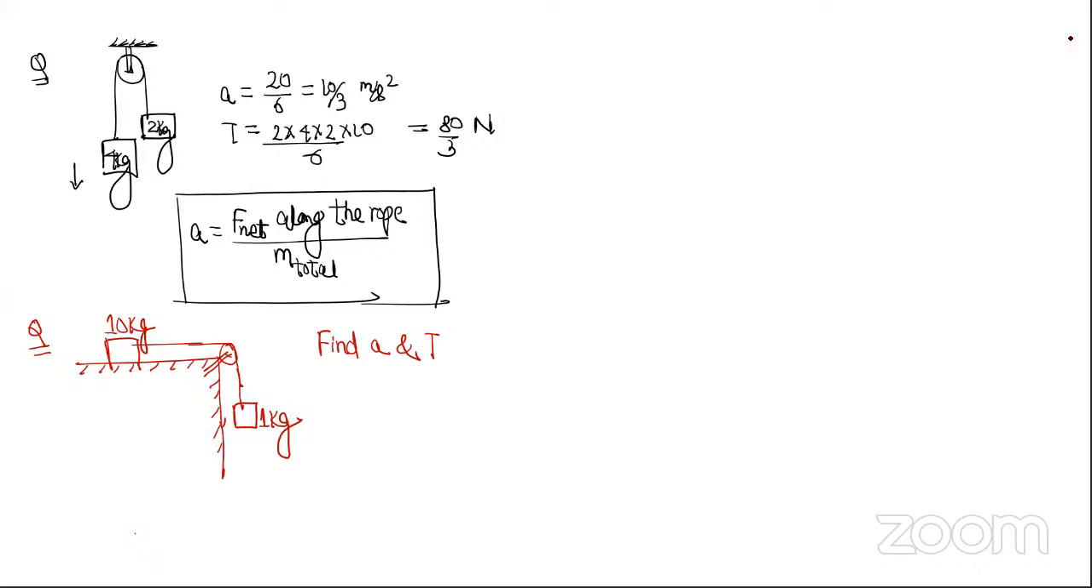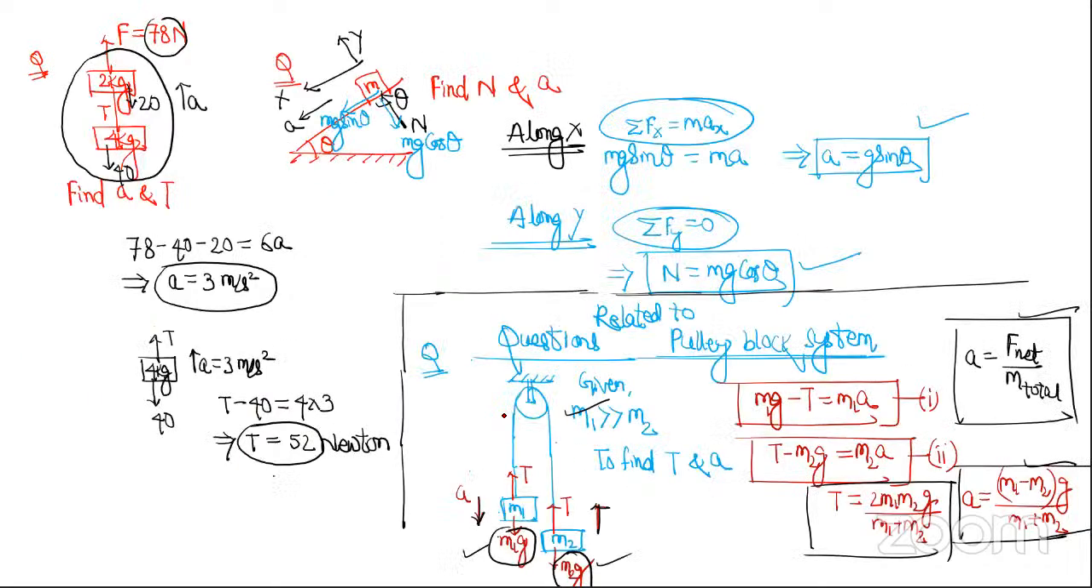I told you that it's not that every time you have to go through the steps. Sometimes there are shortcuts you can directly remember, like this one. What is the acceleration? Acceleration is net force along the rope by total mass. You can also apply the 5 steps, that is always there, but sometimes you can also solve using this. See how I will find the answer.